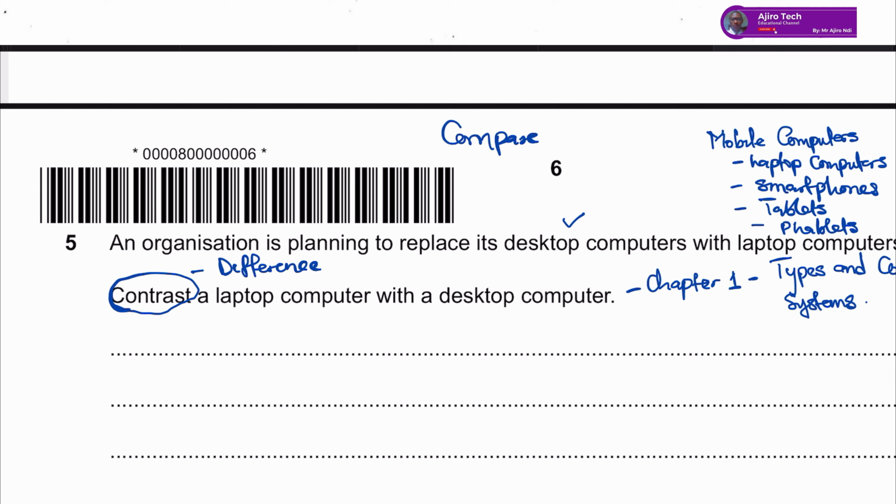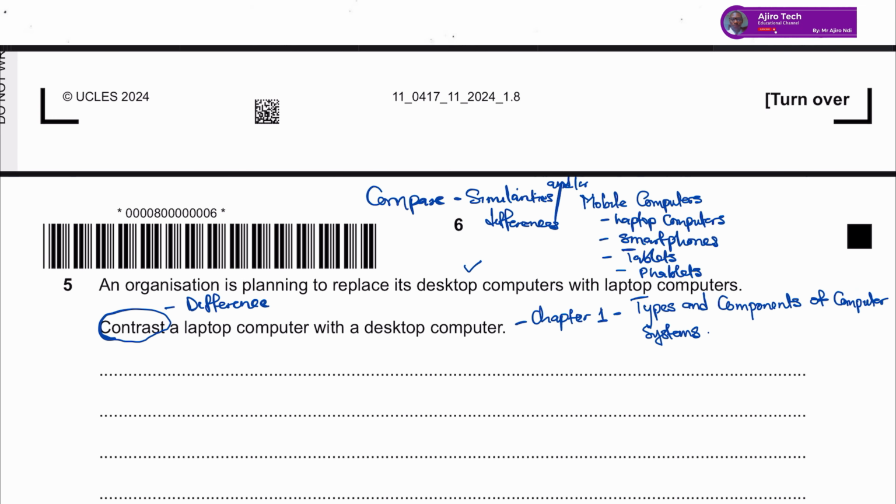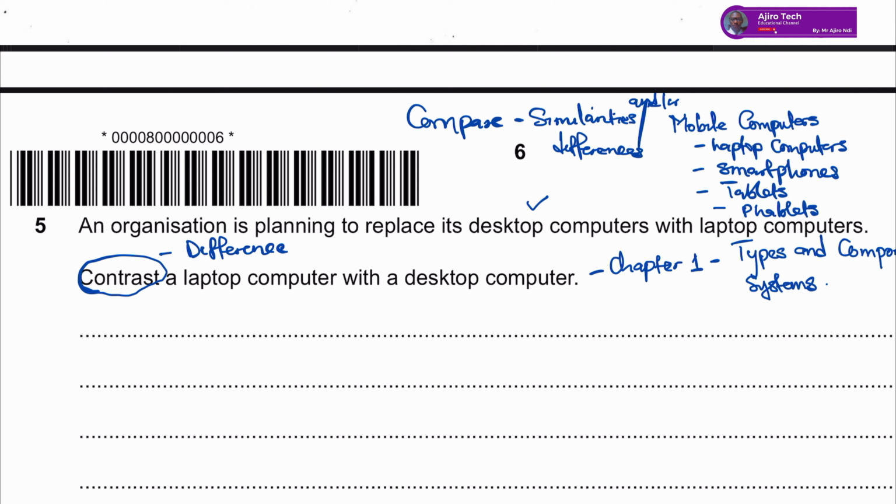Compare talks about identity, right? That talks about similarities. Okay, it talks about similarities. In most cases, it can also mean differences. Okay, it can be similarities and or differences. But in this case, for contrast, we're talking about commenting on the difference. They said contrast a laptop computer with a desktop computer. And how many marks was this given? This is 6 marks. So let's talk about it real quick.